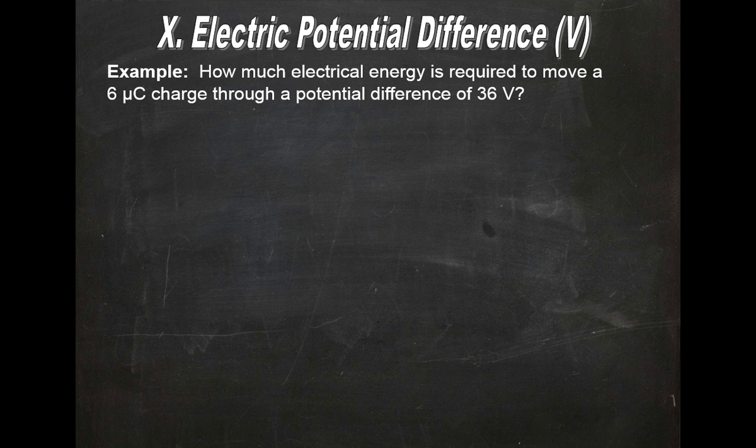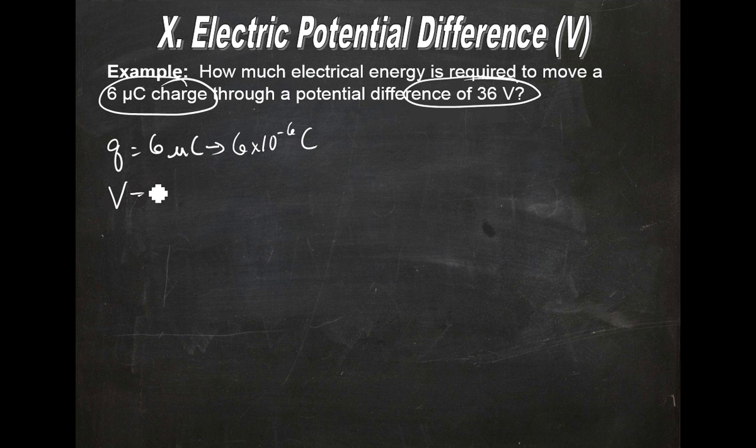How much electrical energy is required to move a 6 microcoulomb charge through a potential difference of 36 volts? So we know the charge here is 6 microcoulombs. Now we've got to get rid of that micro because we just want to have it as coulombs there. A micro is a millionth, or 6 times 10 to the negative 6 coulombs. We know the potential difference is 36 volts. What we're looking for is the amount of electrical energy, and that's the symbol capital W.